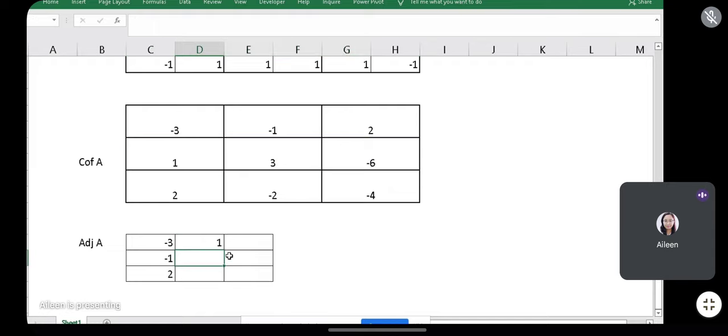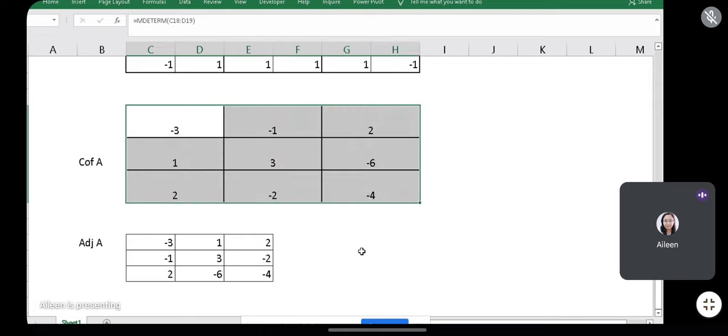So, that is 1, 3, negative 6. Next, this is 2, negative 2, negative 4. So, dito naman siya. Negative 2 at saka negative 4. So, this is now your adjoint A. Ano po? So, tandaan, adjoint A is the transpose of the cofactor matrix.